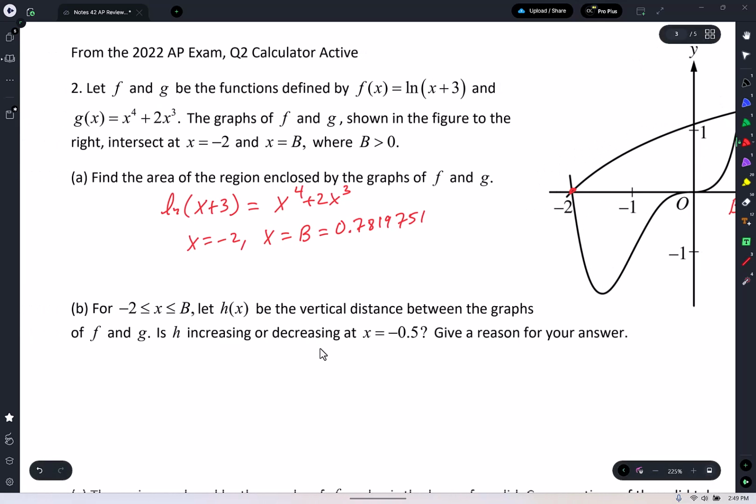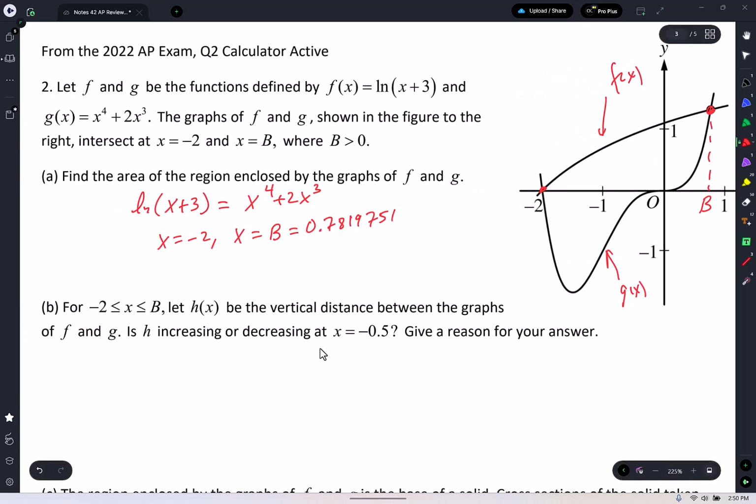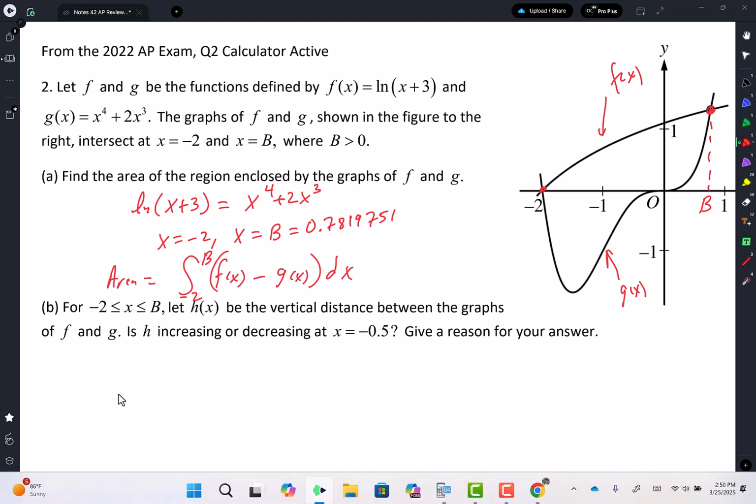The area. Make sure you know which graph is which. That graph is f of x. This graph down here is g of x. And here we go. Area equals integral from -2 to b of, and then what graph was on top? f of x. Graph on the bottom, g of x, dx. You don't have to put parentheses like that if you don't want to. And now type it in the calculator.